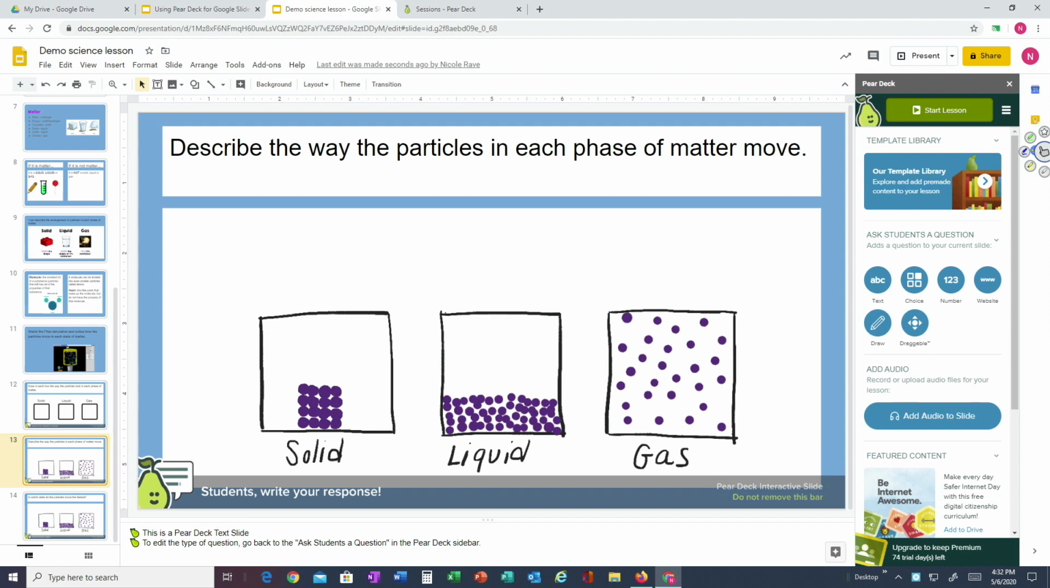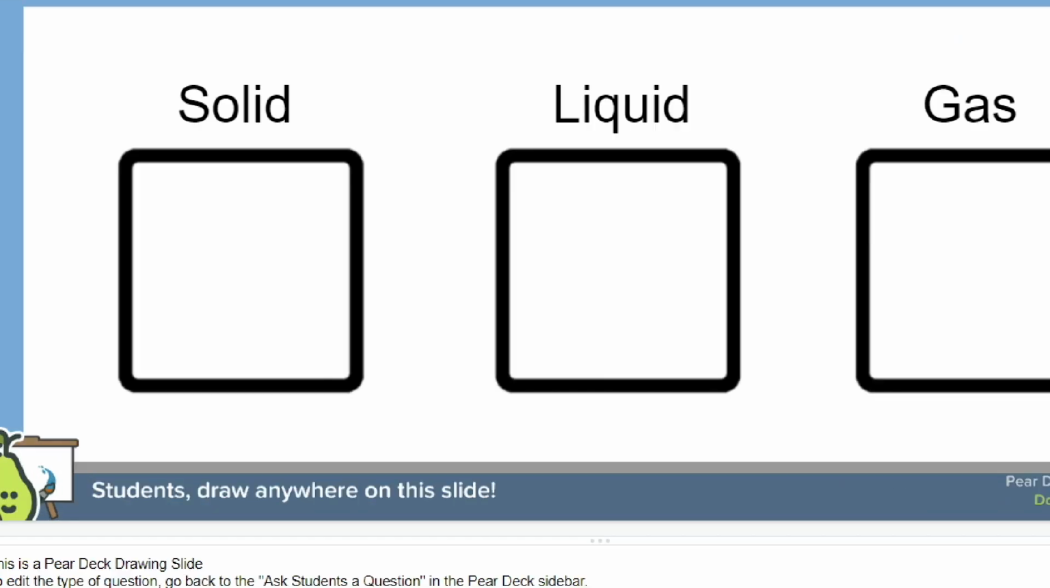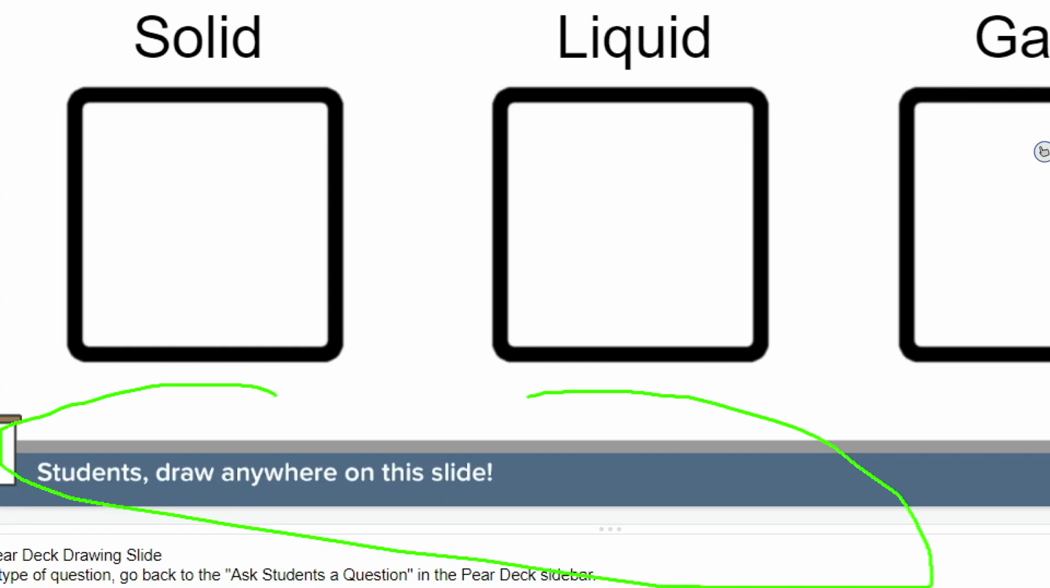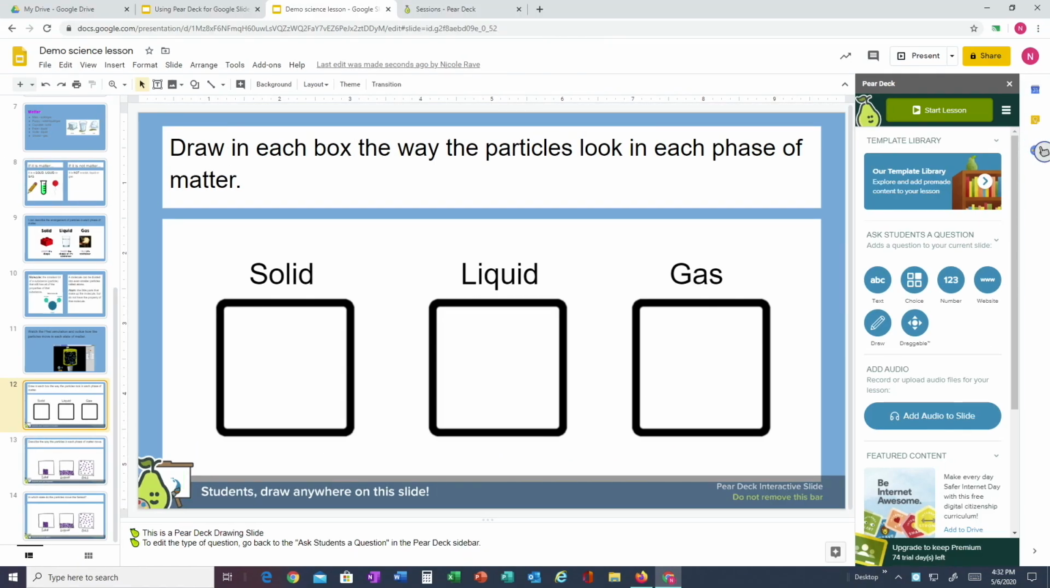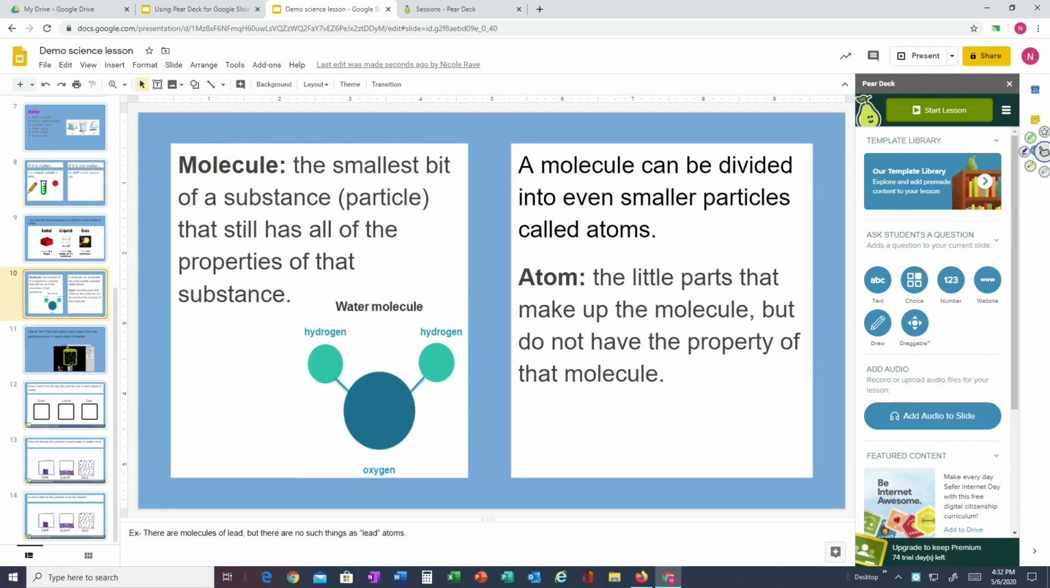Now I have a slide previously that says, students, draw anywhere on the slide. So it provides the directions for the students to go through. Now let's say this slide here, I wanted to add a draggable option.